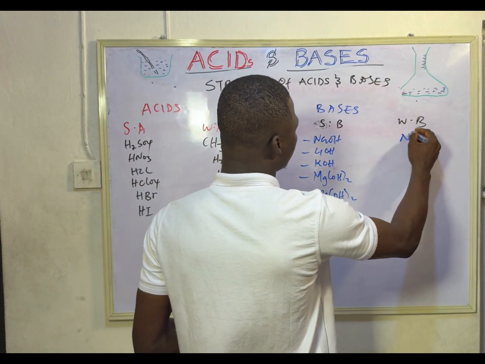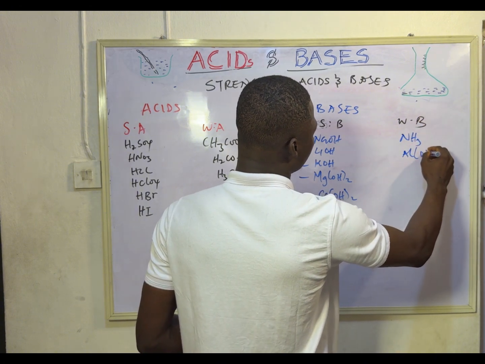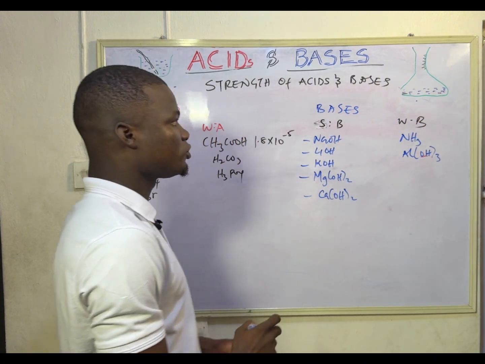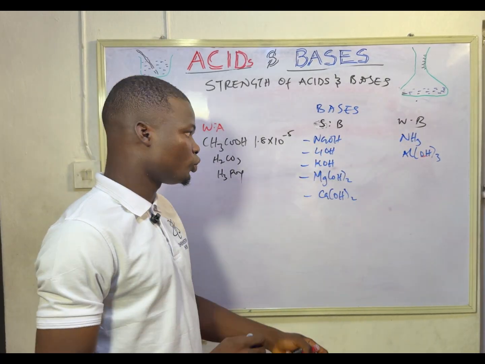While bases like ammonia, aluminium hydroxide, and so on, all these are referred to as weak bases because they ionize partially in water.